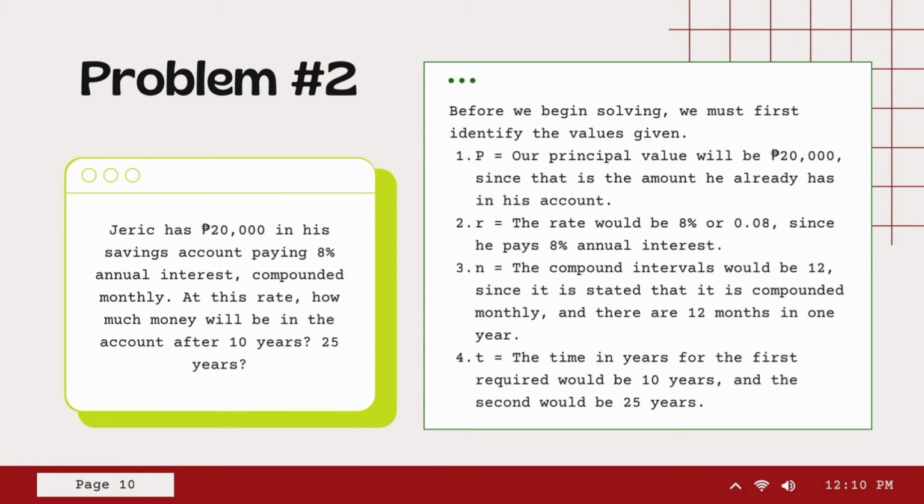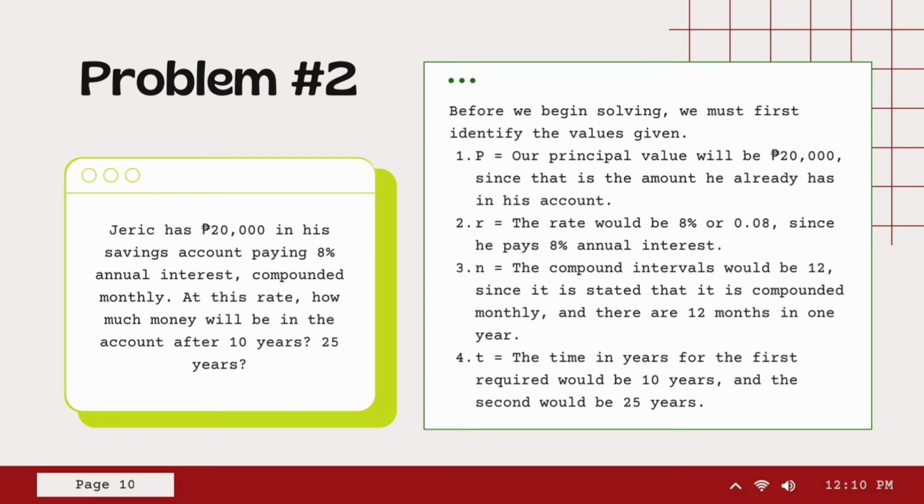Problem number 2. Jeric has 20,000 pesos in his savings account, paying 8% annual interest compounded monthly. At this rate, how much money will be in the account after 10 years? 25 years? Before we begin solving, we must first identify the values given.